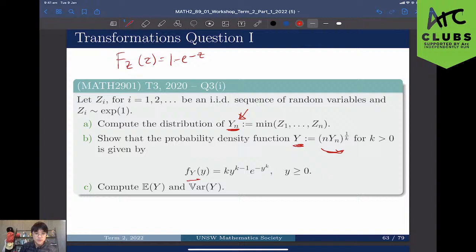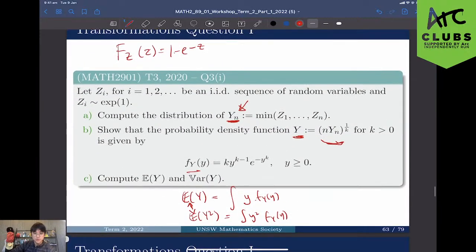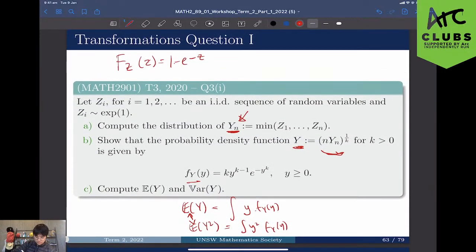And later we're going to calculate the expectation of Y and the variance of Y. The expectation of Y is just when you put a y in front of the density function, and obviously the expectation of Y squared is when you put a y squared. And the variance is just equal to E[Y squared] minus (E[Y]) squared.